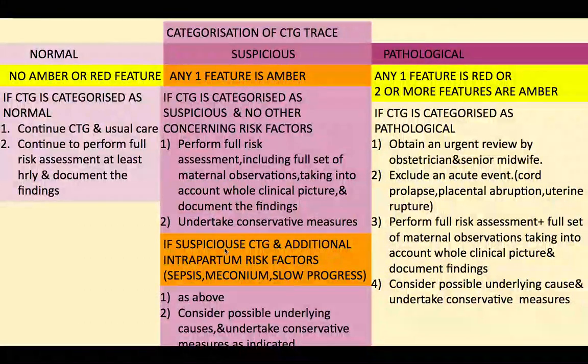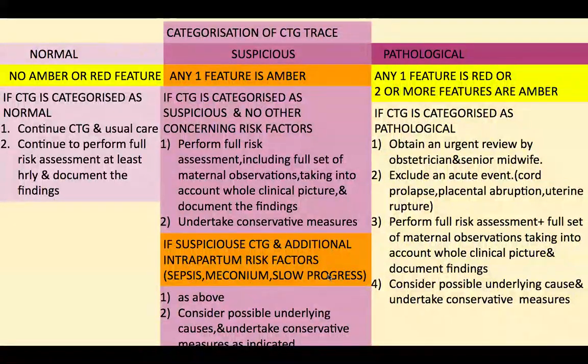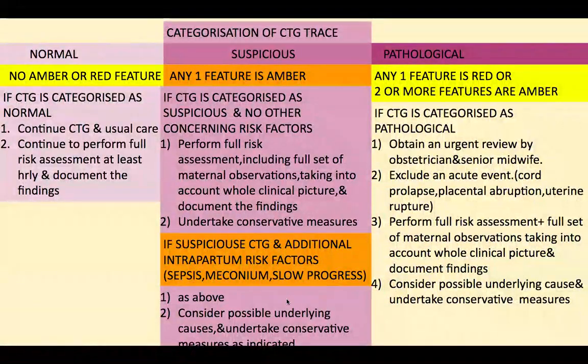Now this is scenario number 4, when there is a suspicious CTG, but in the scenario sepsis has been mentioned, the patient's temperature is raised, meconium stained liquor, thick meconium, thin meconium, or slow progress. Slow progress means the patient's repeat examination has been done and the patient is still far away from progress, she is not progressing well. Then one point we will do as above: perform a full risk assessment, a full set of maternal observations, taking the whole clinical picture into account and document the findings. Then we can consider the possible underlying cause and undertake the conservative measures as indicated. So here also we will choose the conservative measures. No need to choose cesarean section in both of these options, right?